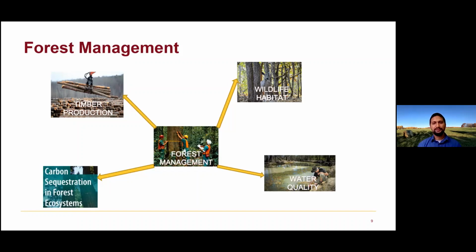So we need to come up with a common denominator such that we can choose the best forest management practices that we can adopt, such that it will maximize our need in carbon sequestration. At the same time, it will meet our need for water quality.